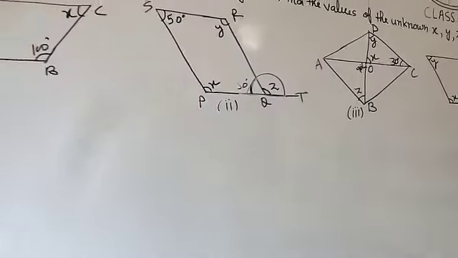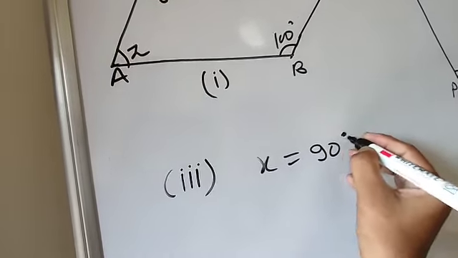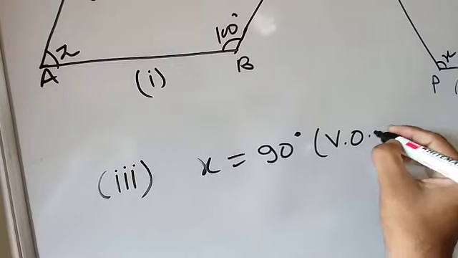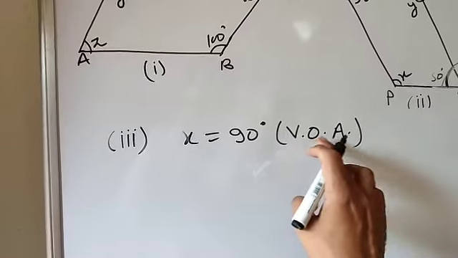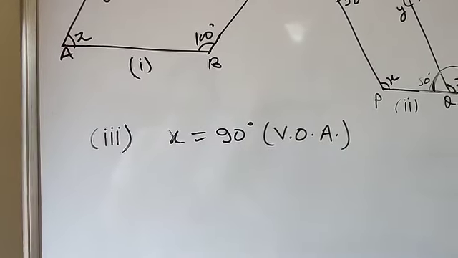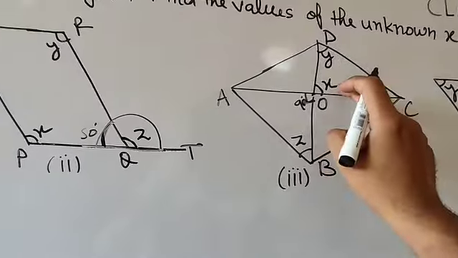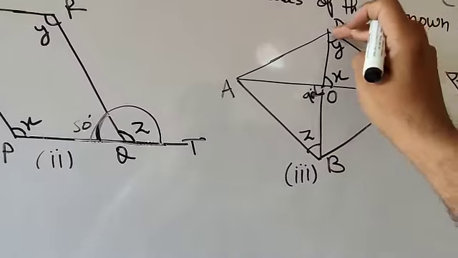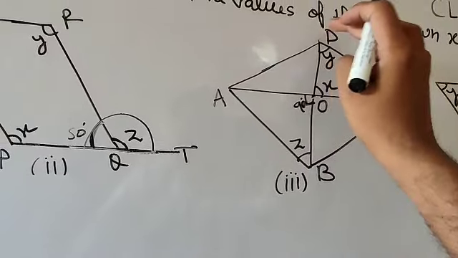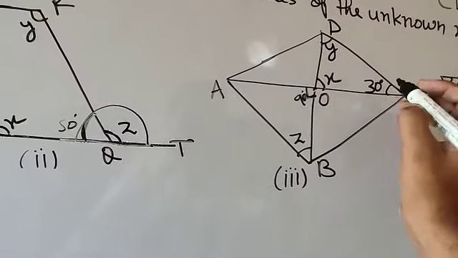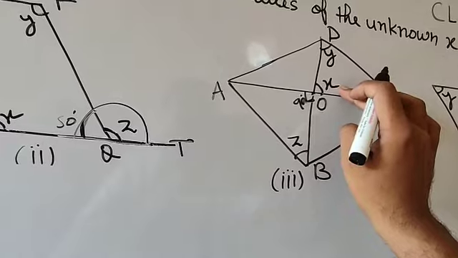So here I am going to write X equal to 90 degree. Here you can write vertically opposite angles. In short, vertically opposite angles is written as VOA. So you got the value of X, that is 90 degree. Now students, if X is 90 degree, here you are going to get a triangle DOC, and you know that in a triangle the sum of the angles of a triangle is 180 degree. So 30 degree plus X plus Y equal to 180 degree, and you have the X value 90 degree.